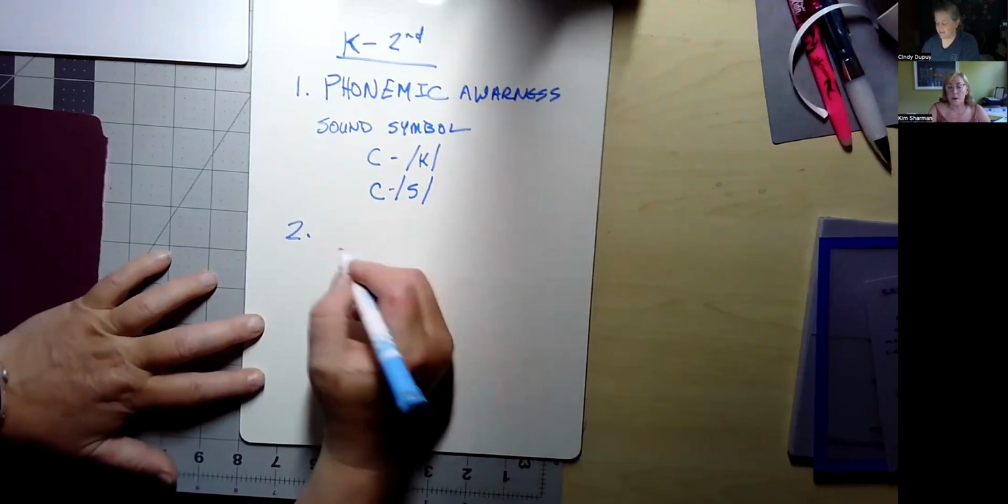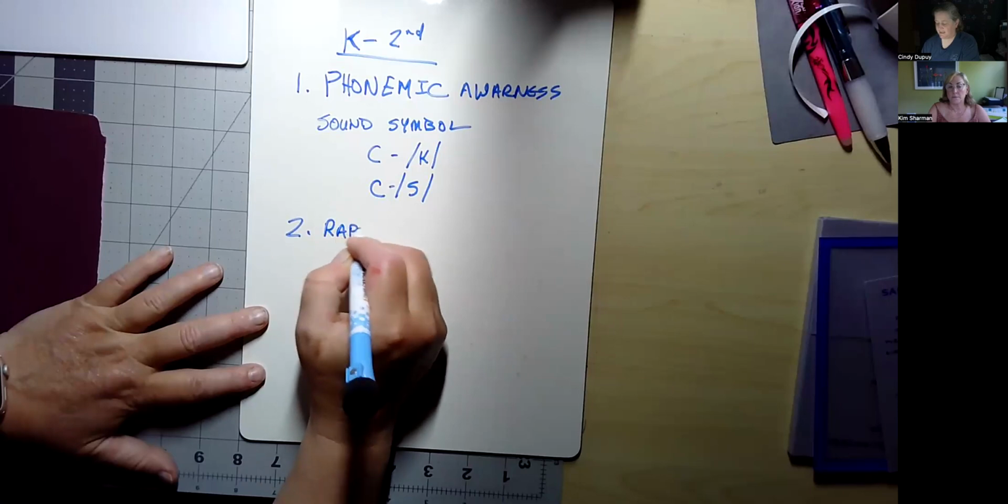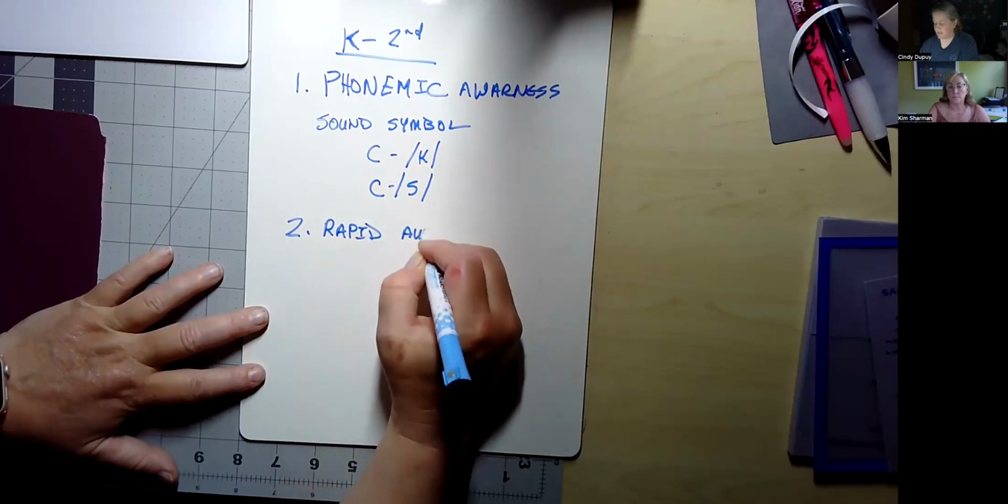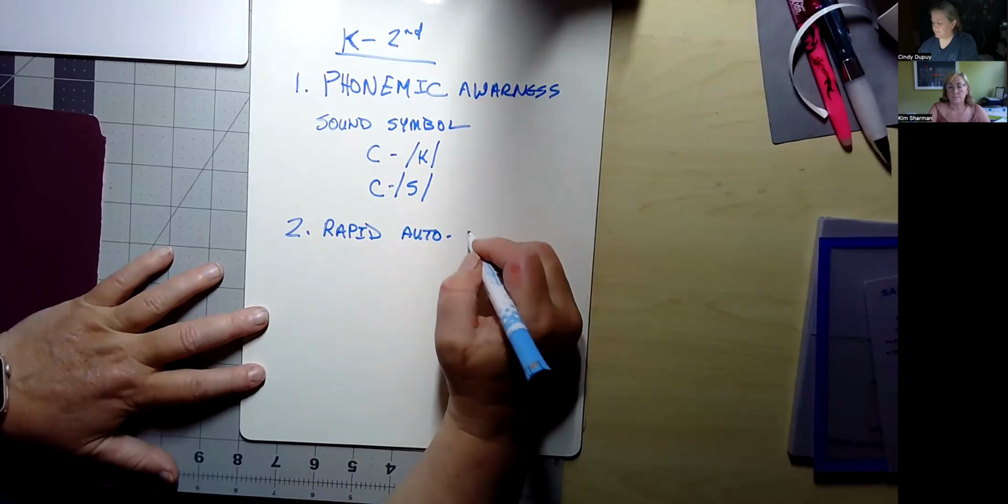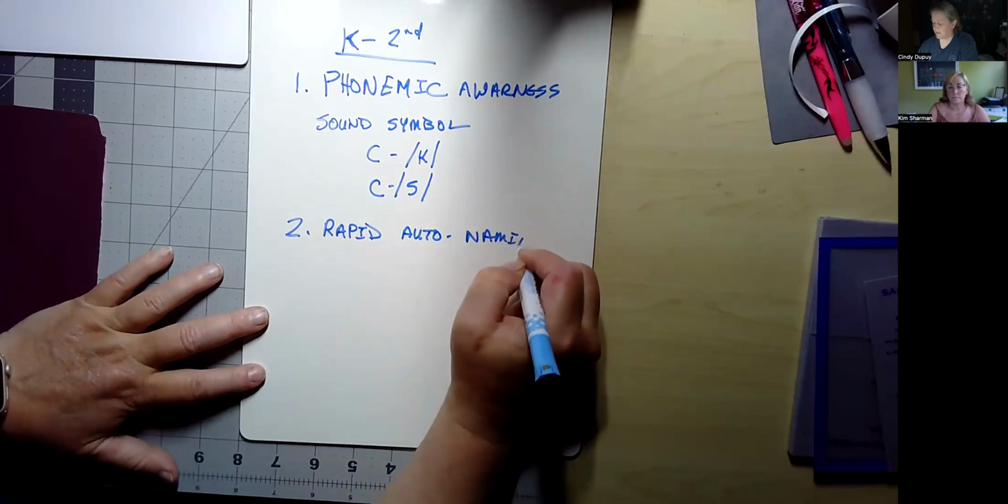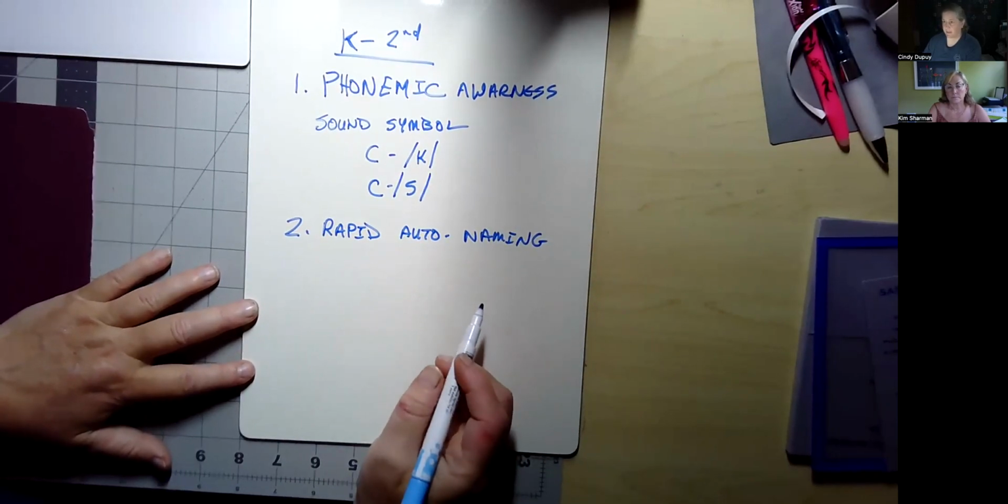The second area is called Rapid Automatic Naming tests, RAN. And I'm going to abbreviate because I don't want to spend too much time with you fixing my spelling as always.